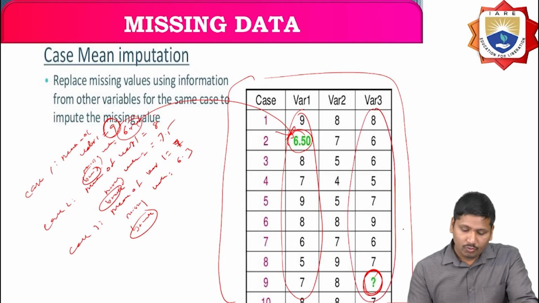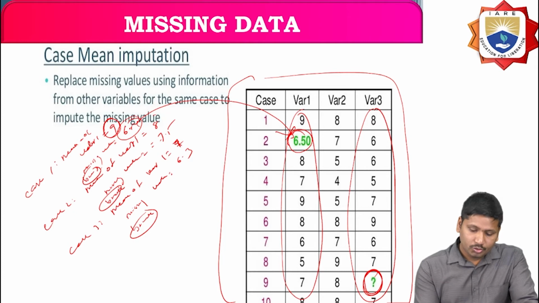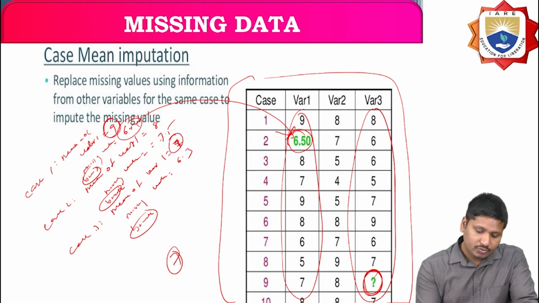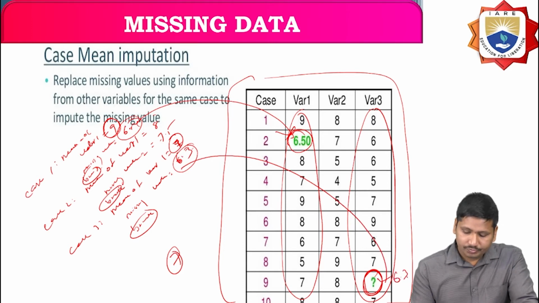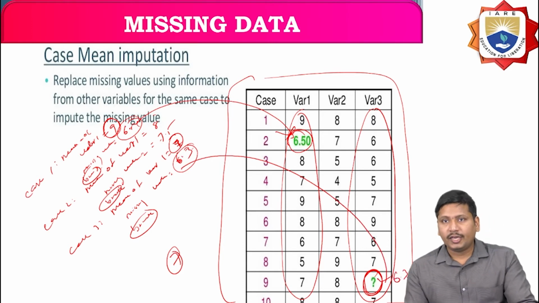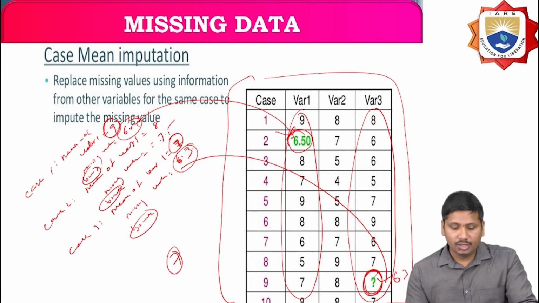So if the mean value I'm getting is, suppose, 7, what will happen? The case that is satisfied is case 3. So what is the missing value? 6.3. So 6.3 is going to be filled here. This should be the case mean. Like this, we have to fill the missing values with the case mean.